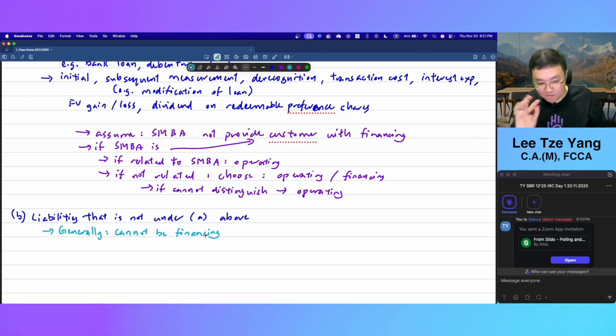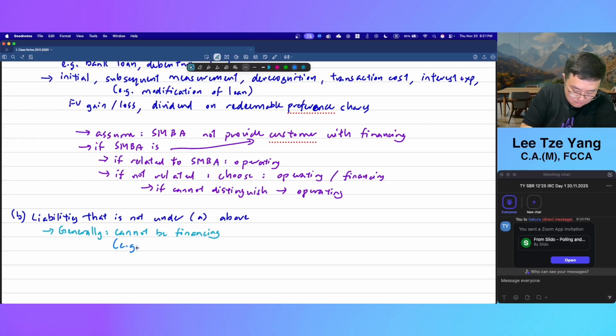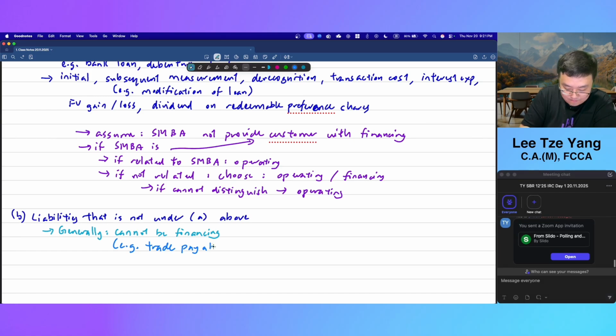Generally, it cannot be financing. Okay, I'll give you an example. Trade payable. Now, trade payable is a liability, but it's trade, right? So it's under operating.